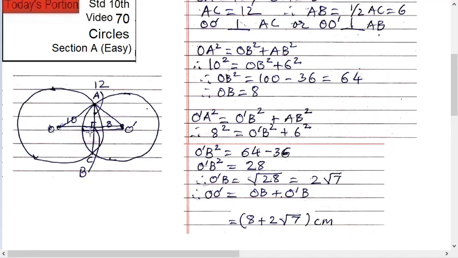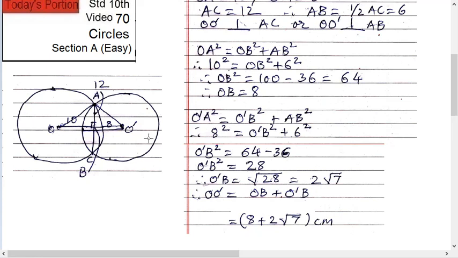OB is 8. Similarly the second one, O dash A square equals O dash B square plus AB square. Right. So 8 square equals O dash B square plus 6 square. So solve this. Therefore O dash B square equals 64 minus 36, which is 28. O dash B is root 28, that is 2 root 7.